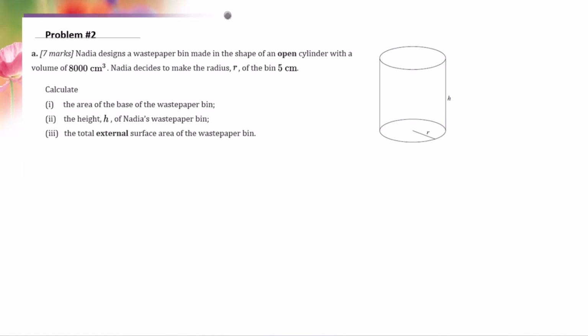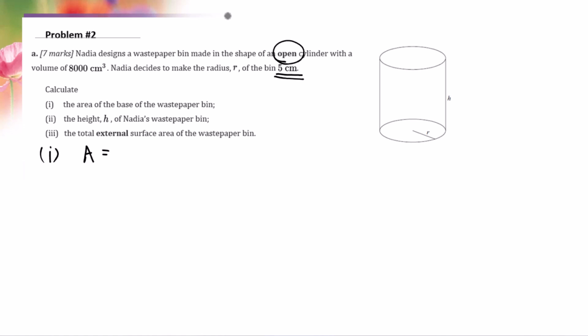Let's go to question 2. Nadia designs a waste paper bin made in the shape of an open cylinder with a volume of 8,000 centimeter cubed. Nadia decides to make the radius R of the bin 5 centimeters. Calculate the area of the base of the waste paper bin.